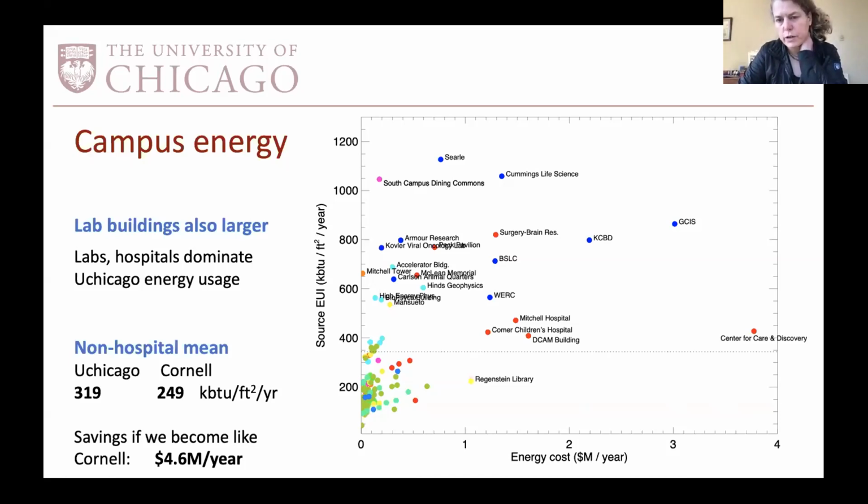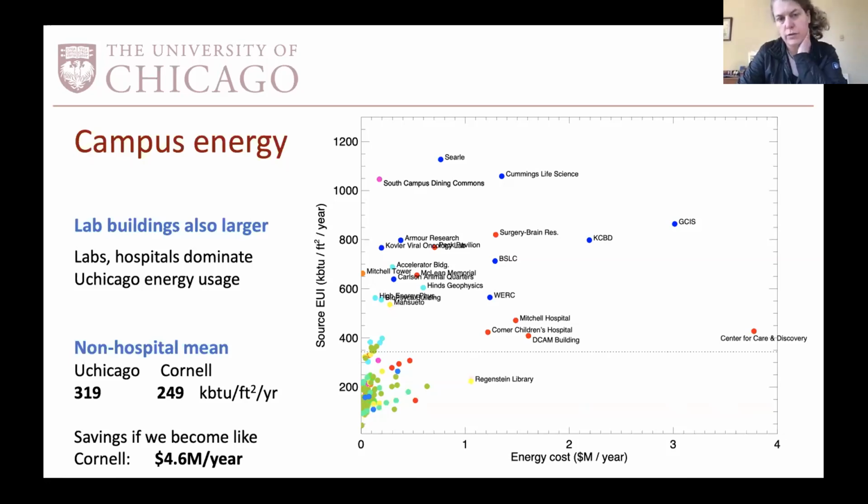Some brief numbers before I turn it over to other people. If you compare to other universities, our average for the non-hospitals, the dashed line here is our average inclusive of hospitals. When you take the hospitals out, our average is 319 kBTU per square foot per year. Cornell's, in the year I made the comparison, was 249. So I did this analysis partly to ask, is there anything that students can do to help out? And the answer was, actually, there's a lot that students can do, because we're not the lowest energy user among universities. There's plenty of savings that can be found.